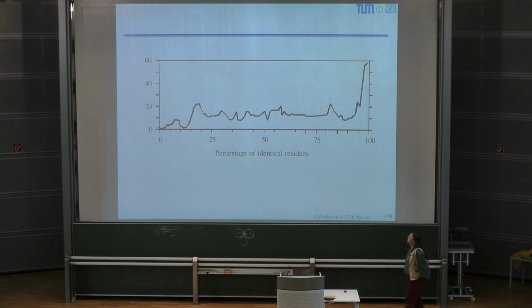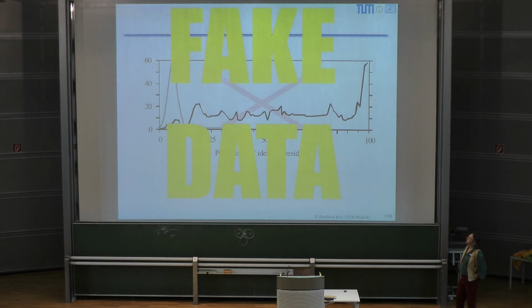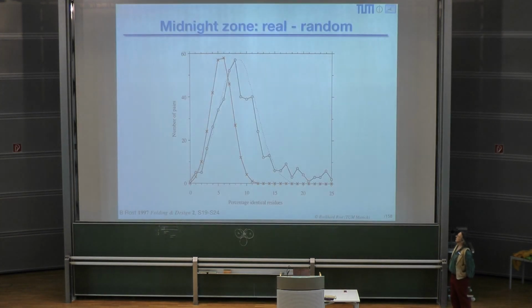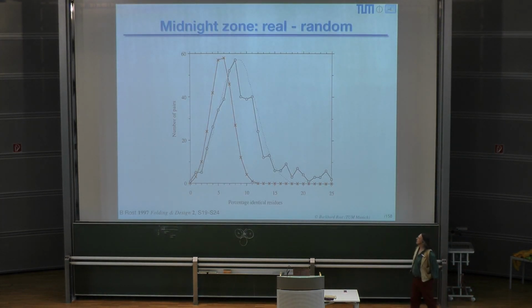When I look at the data today, I see something more like this, because the PDB is biased. And that, by the way, is the random background peak. But that is not true. That's not at all what I see. What I really see is this. That's the random background peak, and that's the true data.